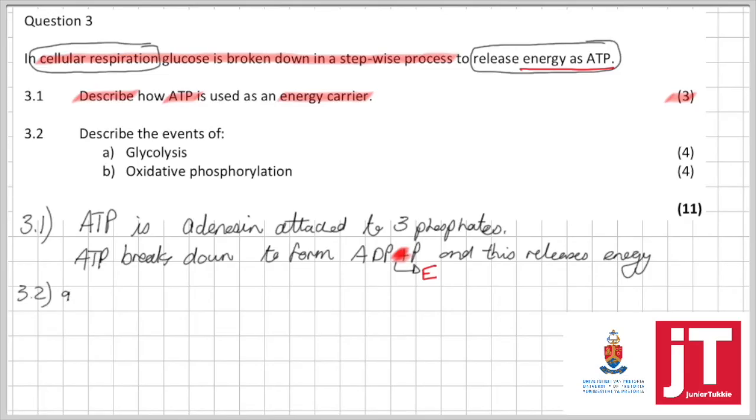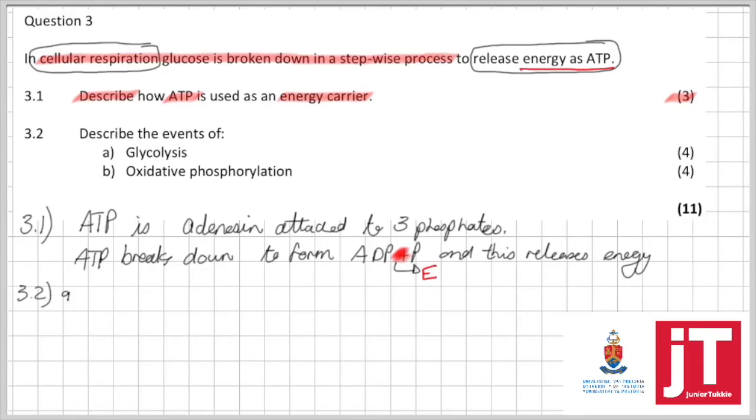If we look at 3.2, describe the events of glycolysis and oxidative phosphorylation. Now, I'm going to do this in a table where I'm going to have A in the first column and B in the second column, because you'll know glycolysis and oxidative phosphorylation make up cellular respiration, but now we're just describing the processes. It is the what is happening, not the what and the why it is happening. It's just the what, because we're talking about describe.